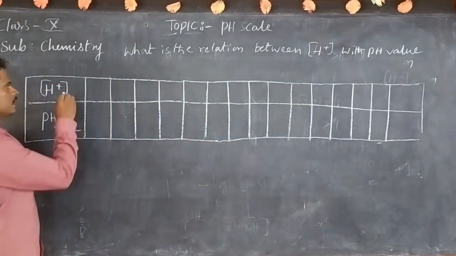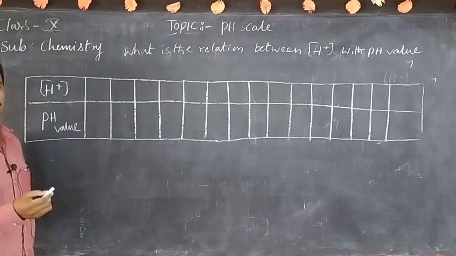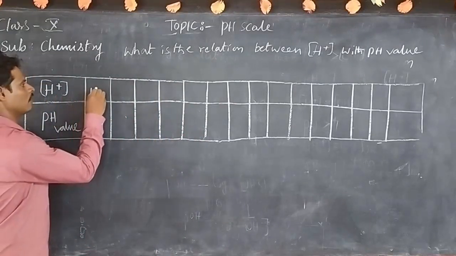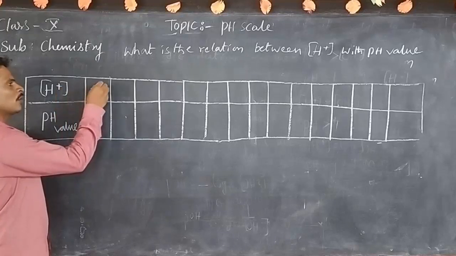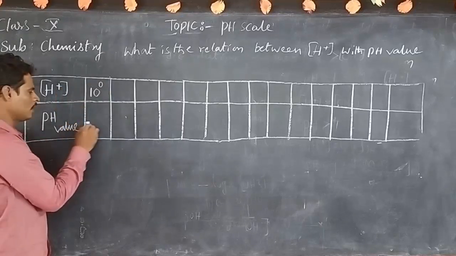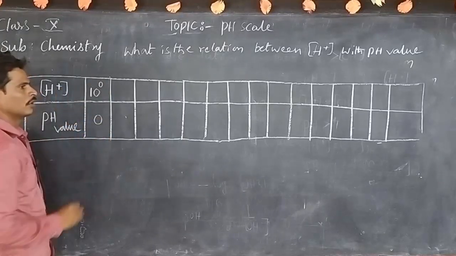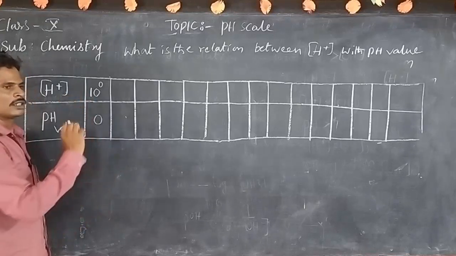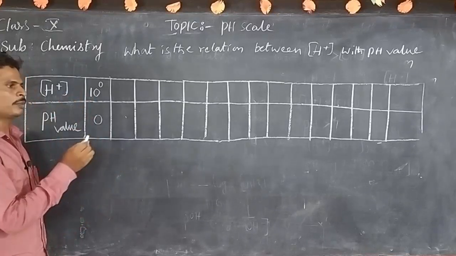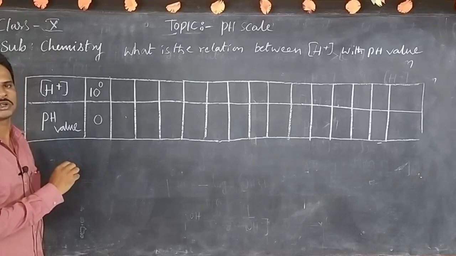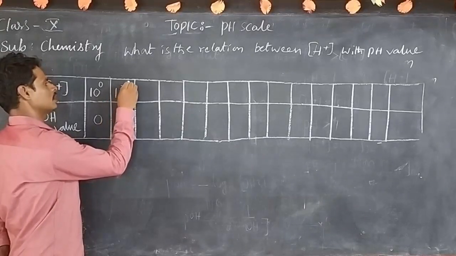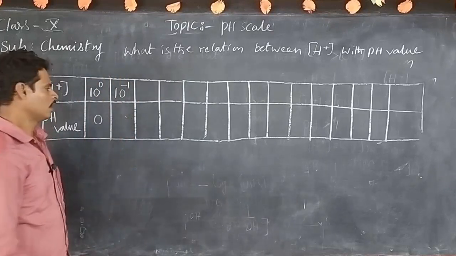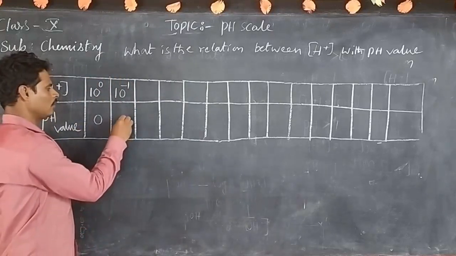Now observe, for H plus ion concentration we should write 4 values. So 10 to the power 0. If H plus ion concentration is 10 to the power 0, what is the pH value? 0. Here, for H plus ion concentration we should write 4 values, and for pH value we should write 0 to 14. Now if H plus ion concentration is 10 to the power minus 1, then what is the pH value?